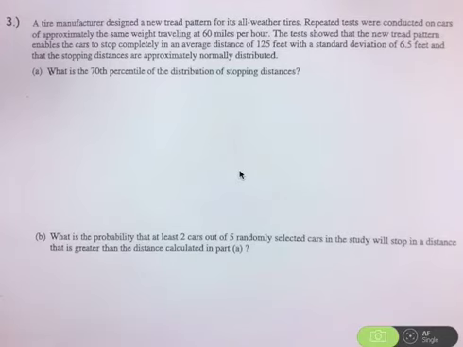If you haven't read the question yet, please pause the video, read the entire question, the beginning, the stem of the question, and then parts A, B, and C, and then play the video again. The hints will make a lot more sense to you.